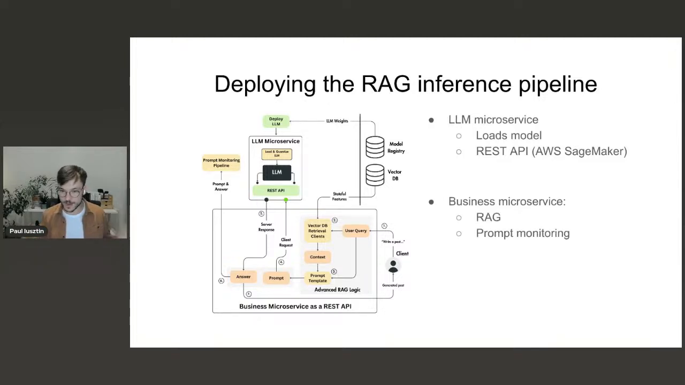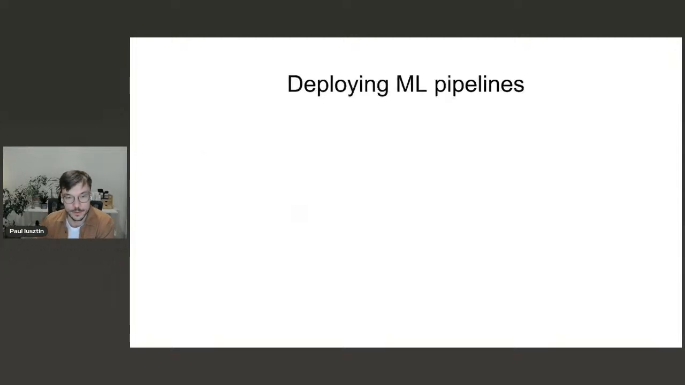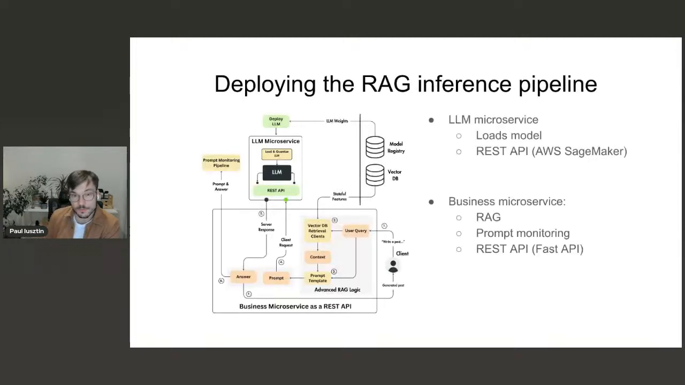So as I said, you have your RAG, prompt monitoring, and in the end, you can expose it as a REST API using frameworks like FastAPI, but you're not bound to do this. You can expose it as gRPC or directly put it maybe on a client application or whatever makes sense for you and your application. Now, here we deployed only the inference pipeline, the chatbot, right? The final product that you interact with as a user.